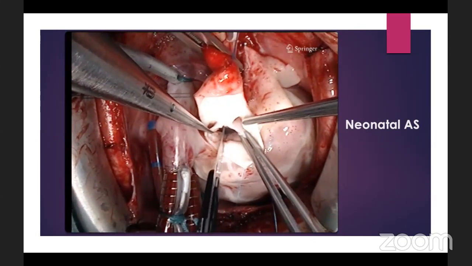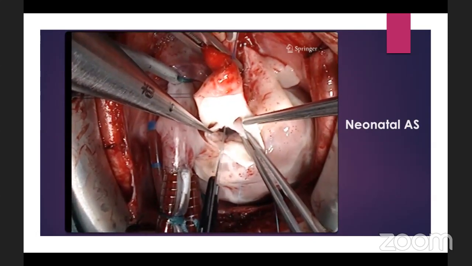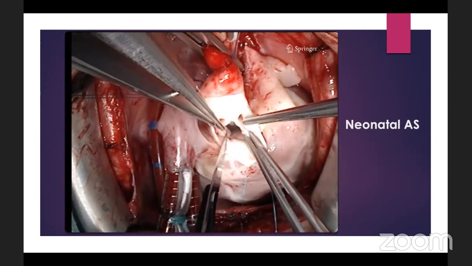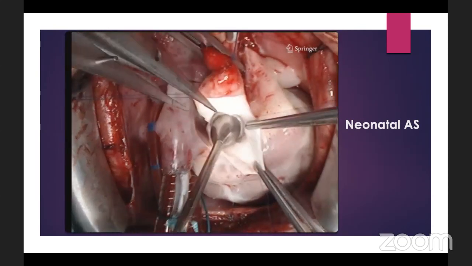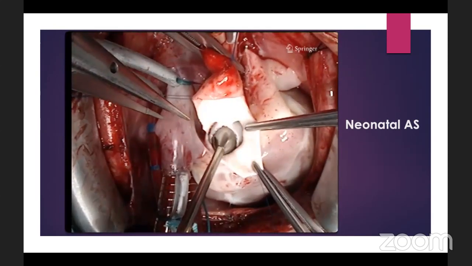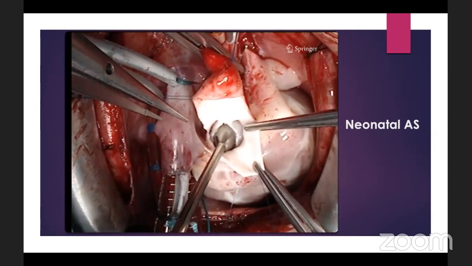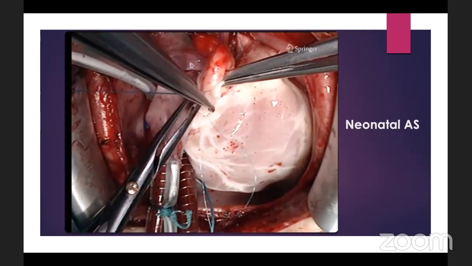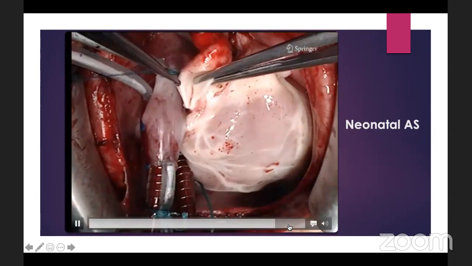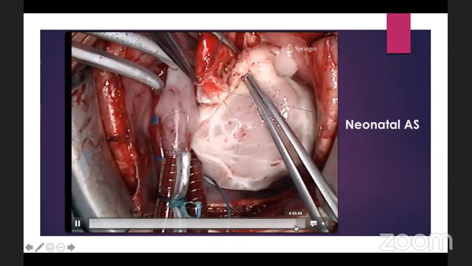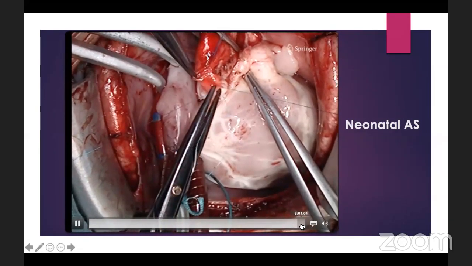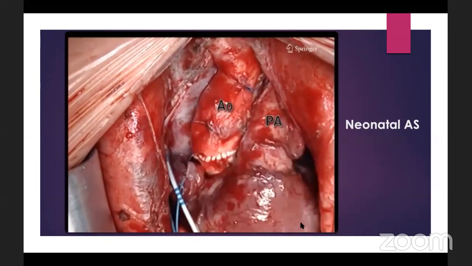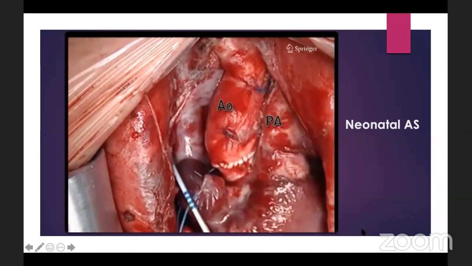The posterior commissure now is opened slightly into the adventitia to increase the effective orifice area again. And the valve is tested with a dilator. Okay, so this is the first video for severe neonatal aortic stenosis, and it's surgical valvotomy and repair of the valve.